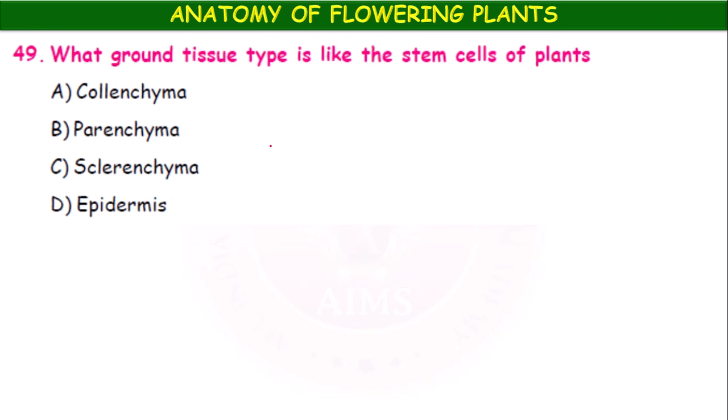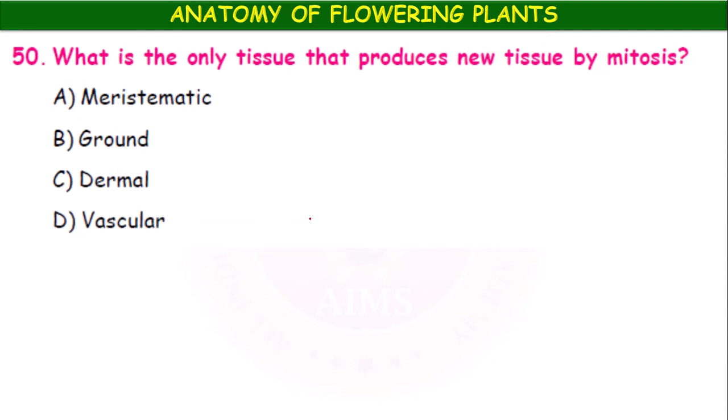What ground tissue type is like the stem cells of plant? Collenchyma, parenchyma, sclerenchyma, epidermis. Because the parenchyma is the fundamental tissue, it acts like stem cells. What is the only tissue that produces new tissue by mitosis? Meristematic, ground, dermal, vascular. It's the meristematic tissue.